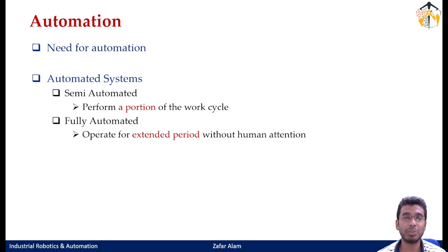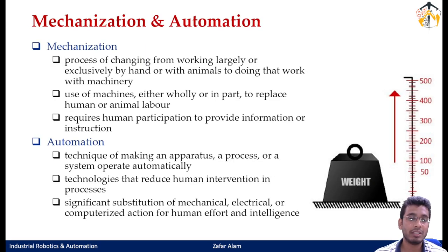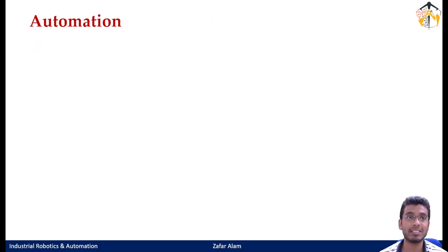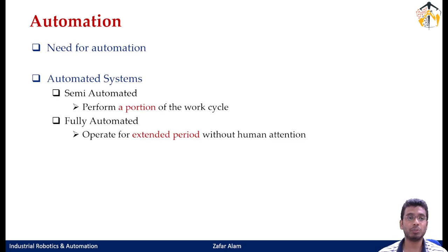So automation or a fully automated system, that is why I said the definition, if you see here, it is what? Reduced human intervention. If you see here, the second point in the automation: technologies that reduce human intervention in the processes. It is not saying it replaces. It does replace in some part, but again, there has to be some amount of human intervention there. Ideally there is nothing to be called fully automated. Fine. So this was just a broad view of your automation systems.